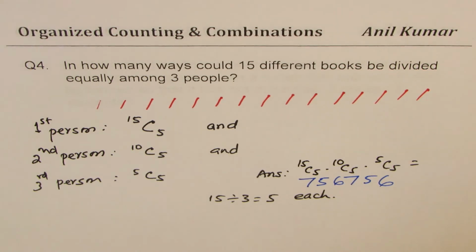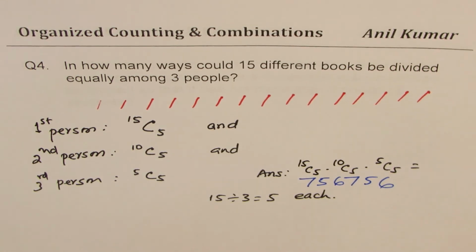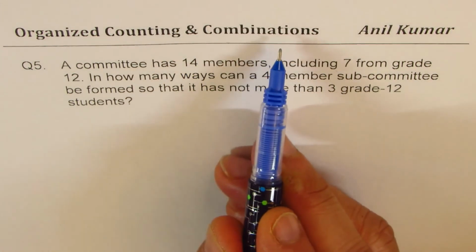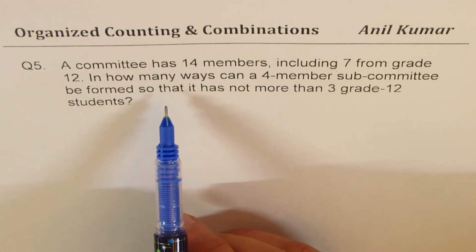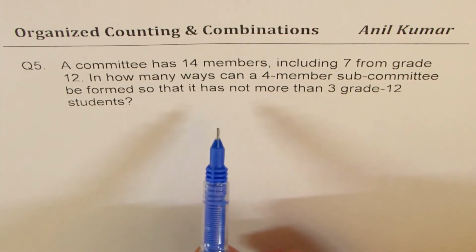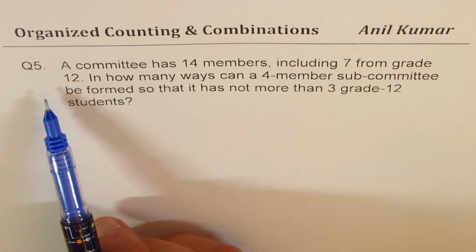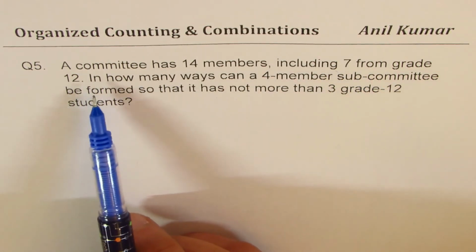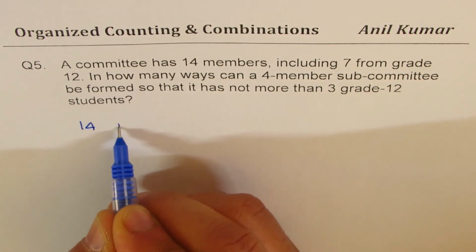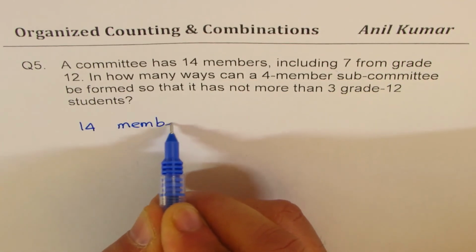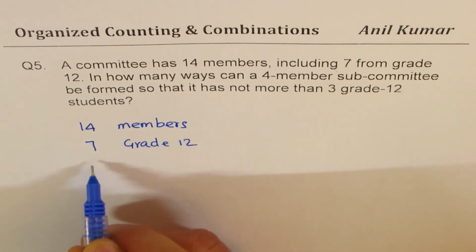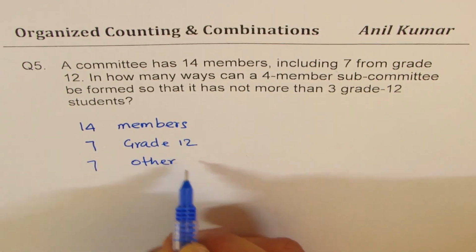Now let's move on and take up the last question. I hope you are enjoying this journey, understanding the combination concepts. Remember, whenever we are doing combination examples, we have to make sure that order is not important. Correct? Question number 5 is, a committee has 14 members, including 7 from grade 12, right? So we have 14 members, 7 of grade 12 and 7 from other grades.